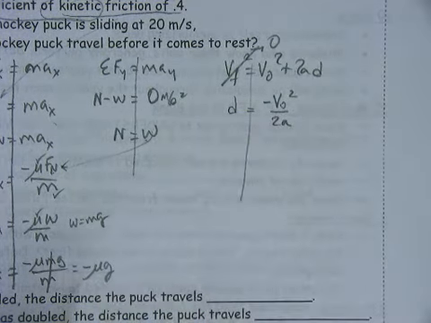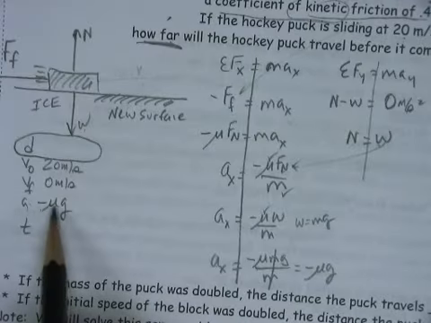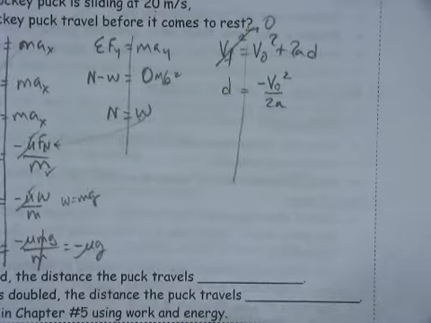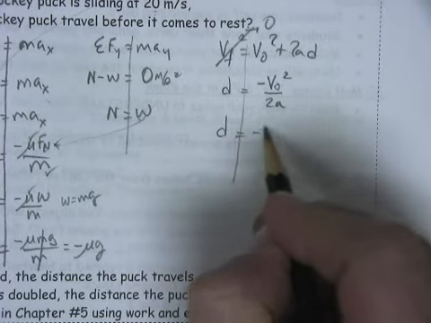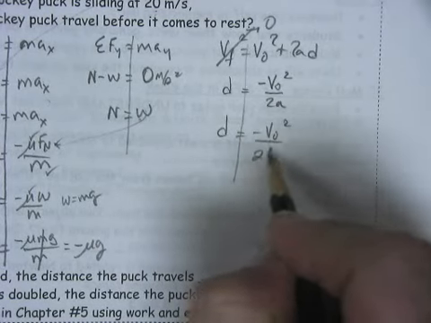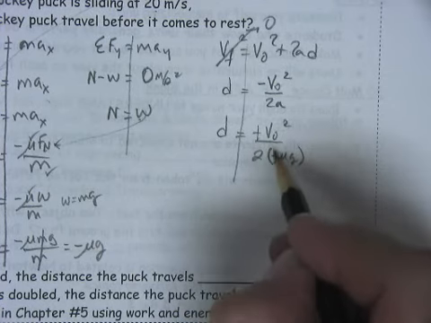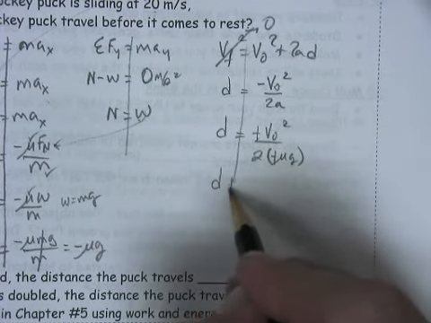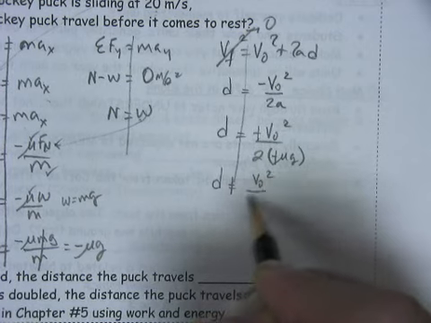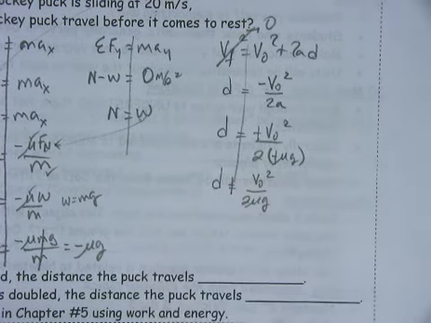I have an expression for A. Remember that one? It was the negative mu g. So I'm going to slip that over. So D is equal to negative Vo squared all over 2 times negative mu g. My negatives cancel. So I get Vo squared over 2 mu g.